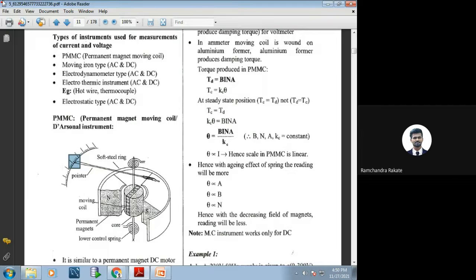We know the deflecting torque that we get through the electromagnetism effect is BINA, and from the controlling torque we get a deflection of theta. So Kc is the controlling constant. If we summarize and write the equation for theta: Kc theta is equal to BINA, so theta is BINA divided by Kc.